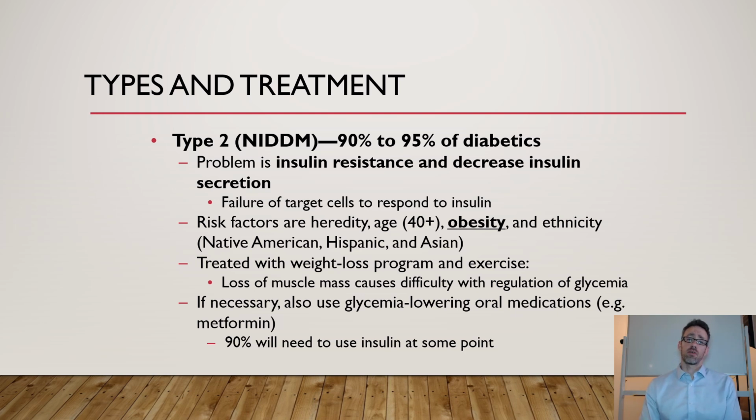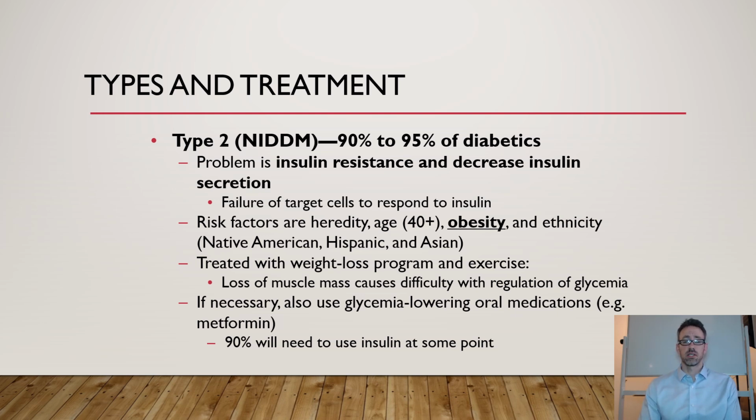However, if the tissues aren't responding to insulin, the beta cells start to produce more and more insulin in response to the rising glucose levels. The problem with that is that this starts to burn out the beta cells as well, and over time, as they're trying to churn out more and more insulin, they may stop making insulin altogether. So this is why it leads to the loss of insulin over time. Again, risk factors are heredity, usually being over the age of 40, and obesity, which is a major factor in reduced insulin sensitivity. Ethnicity does play a role, like Native American, Hispanic and Asian.